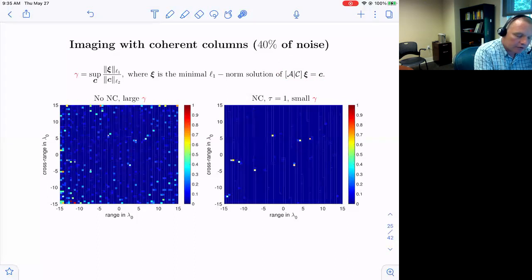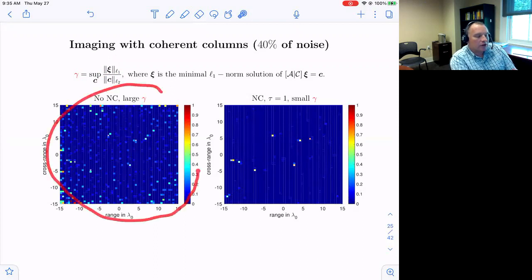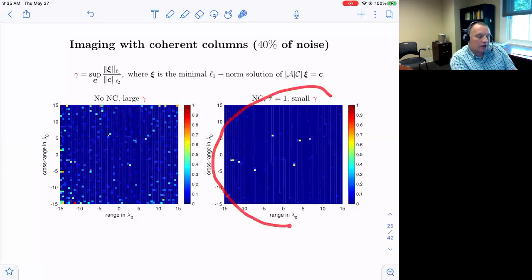So on top I have this L1 norm of this thing, and at the bottom I have the right hand side. So you try to find the worst constant gamma, and that gamma characterizes how well the L1 method will work. If gamma is large, you can have a lot of grass, as presented on this picture. But by adding the noise collector, you can make this gamma small, and therefore there is much less grass, as depicted on this picture.